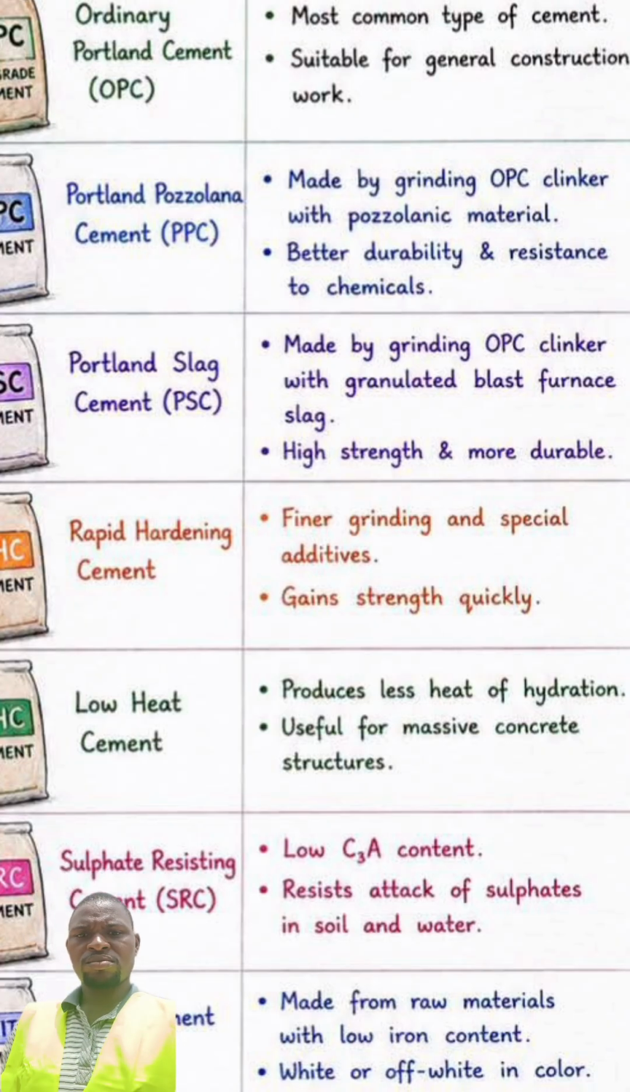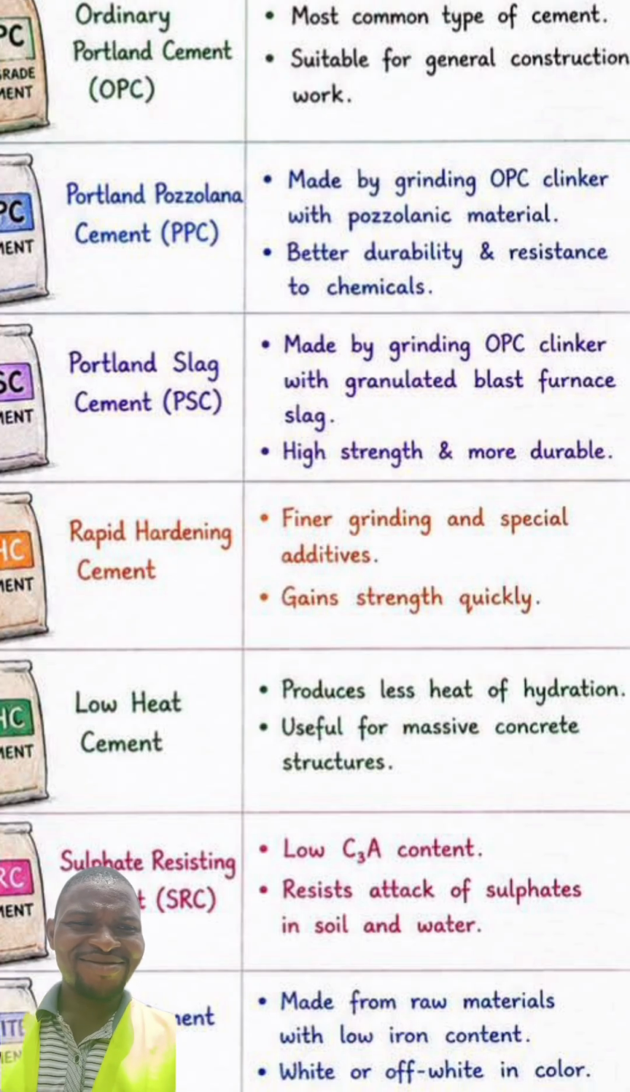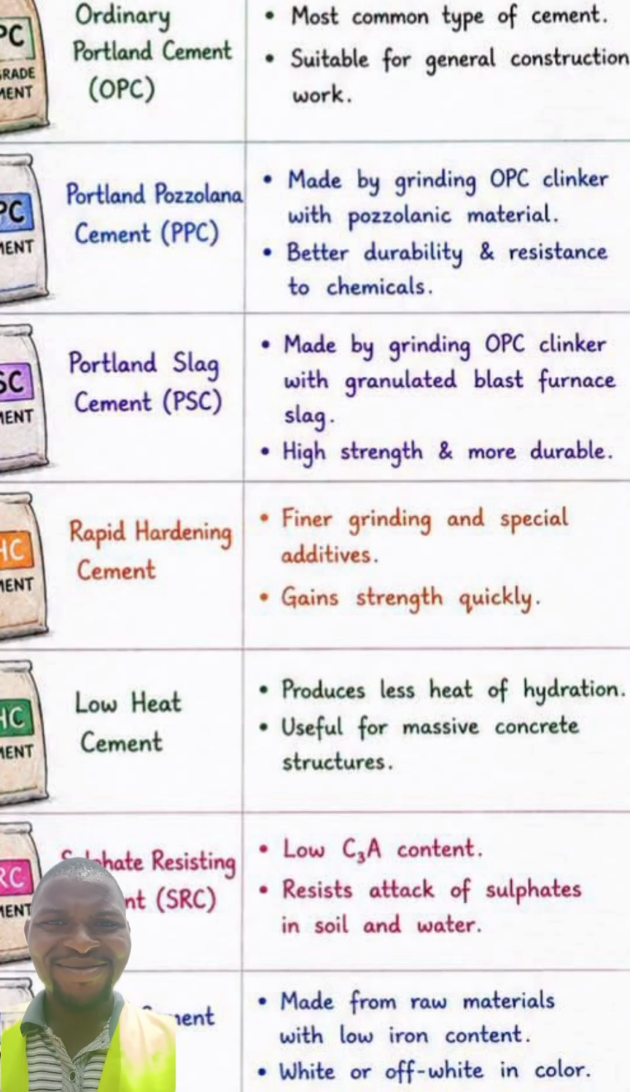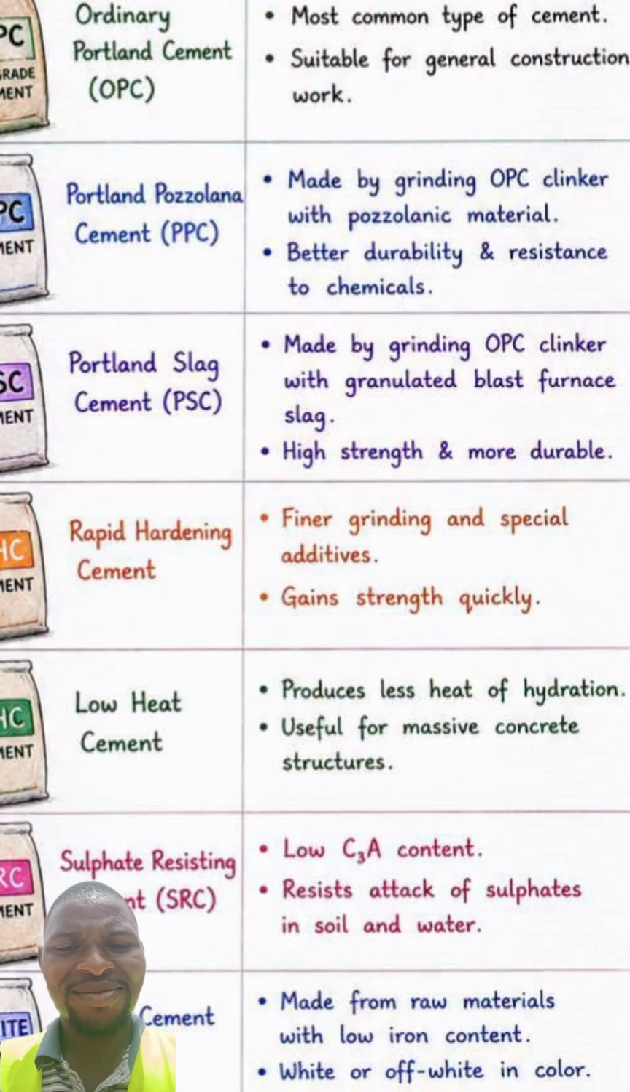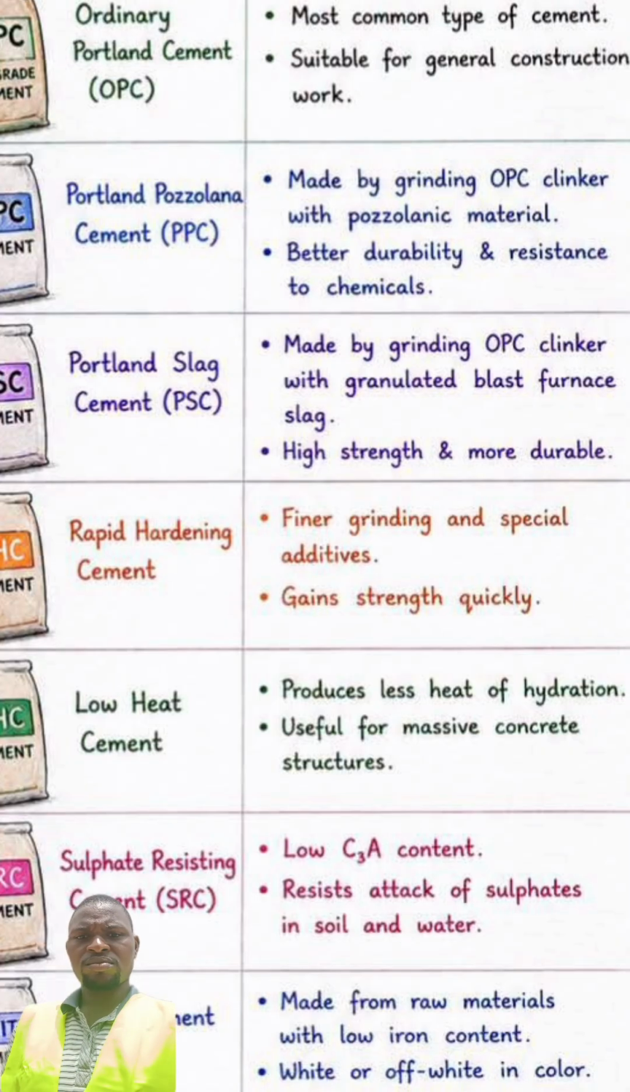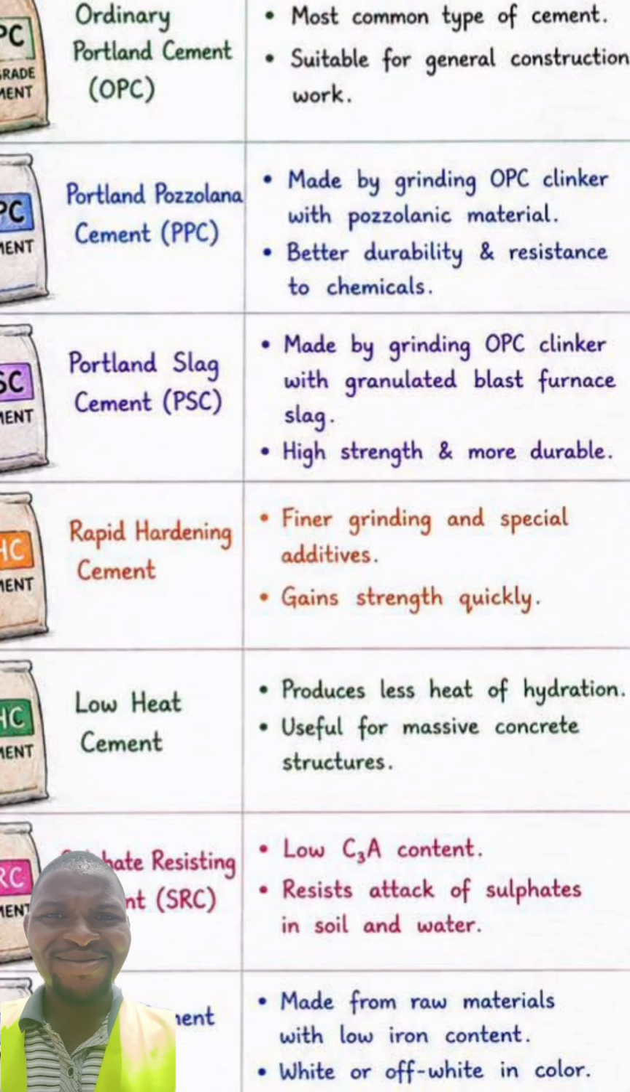Then we have the rapid hardening cement. For rapid hardening cement, we have finer grinding and special additives. That means the texture is finer, and special additives are added to the rapid hardening cement. It also gains strength quickly. The rapid hardening cement tends to gain strength quickly.